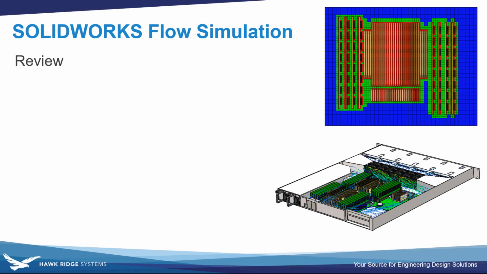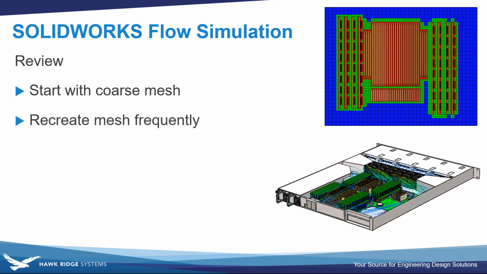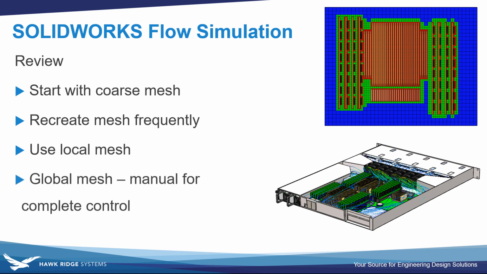In review, some tips I'd recommend would be to start with a coarse mesh until you get your project running. It's easy to perform refinement later on. And if you're not sure how much refinement you need, you can always clone the project and see if the results are changing as the mesh is refined. Recreate the mesh frequently and use the refinement plots so you can observe the effects of the individual changes that you're making. Use local mesh controls where it makes sense to place refinement in the areas you need them. And you can always use the global mesh in manual mode for complete control.